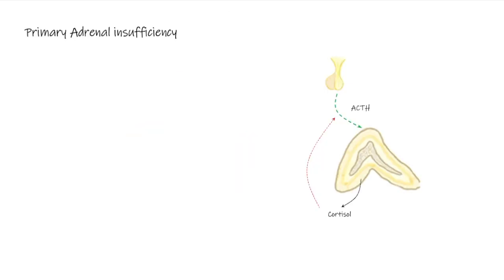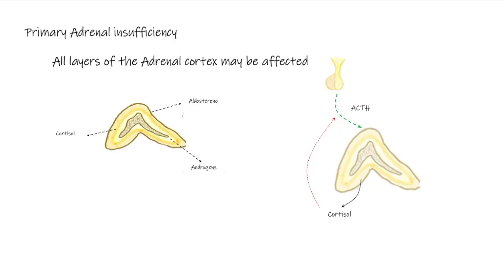Now let's move to the opposite end of the spectrum and consider inadequate adrenal cortical hormone production. We'll be focusing on primary adrenal insufficiency. What's indicated by this is that the problem creating the insufficiency originates in the adrenal cortex itself. Because multiple layers of the adrenal cortex may be affected, patients can have deficiencies in cortisol, aldosterone, and adrenal androgens.